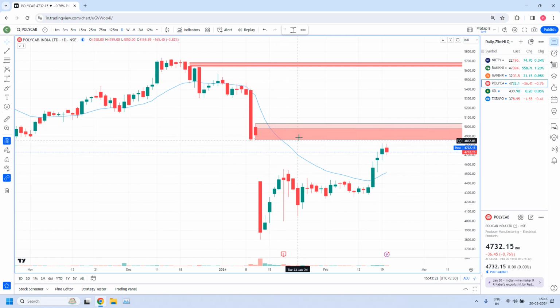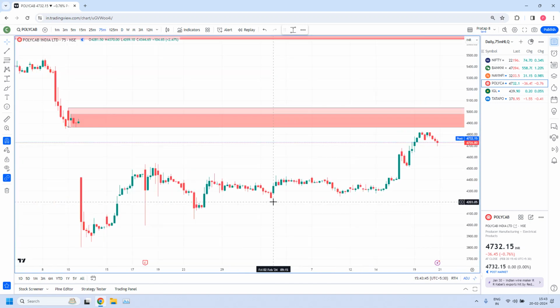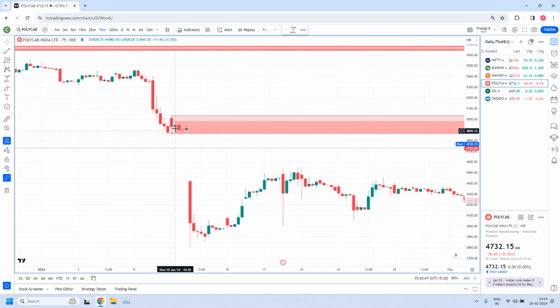The reason is the 15-minute structure is not good. That's why I stopped my analysis after the 75 minutes fine tuning. In 75 minutes we have a good structure. Let me show you. We have a drop candle, 1, 2, 3, 4 base candles and a drop candle.